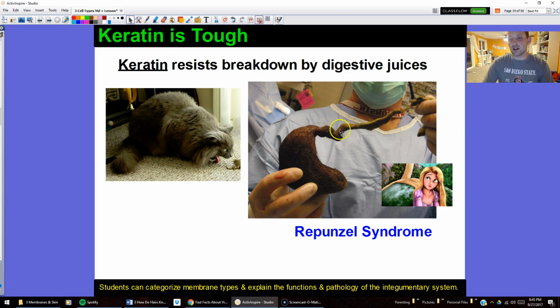Because if Rapunzel ate her hair, she's got a lot of it, and that's what it would look like. We're all used to cats coughing up hairballs because their stomachs can't digest it either. The stomach acid isn't enough of a solvent, isn't acidic enough to break down the keratin in your hair.